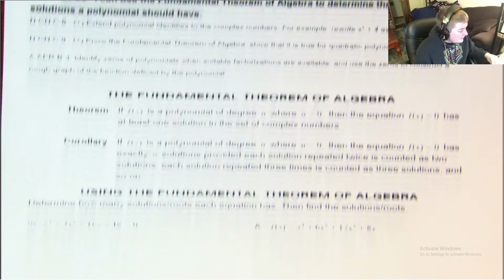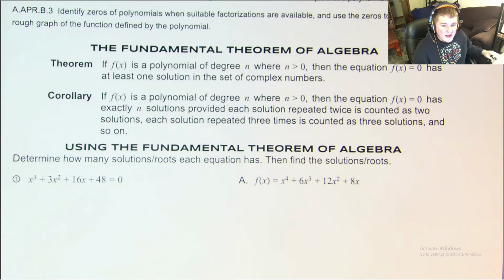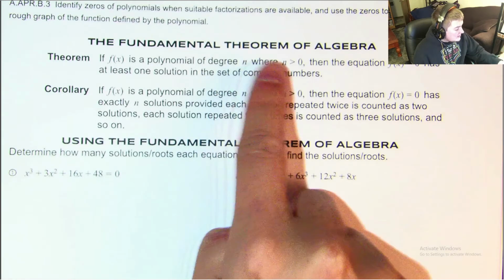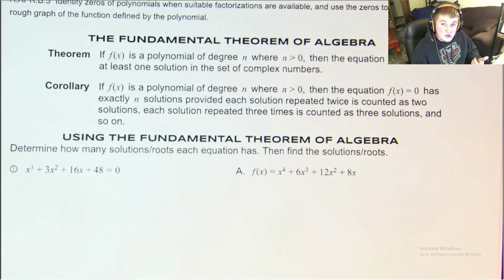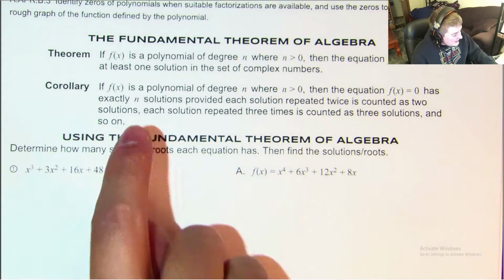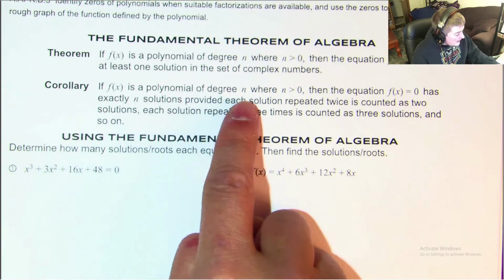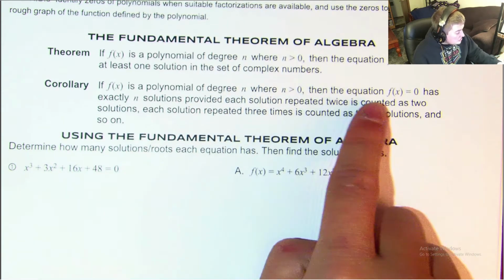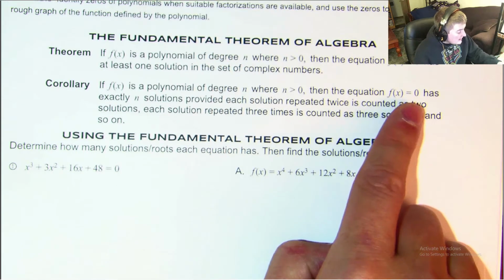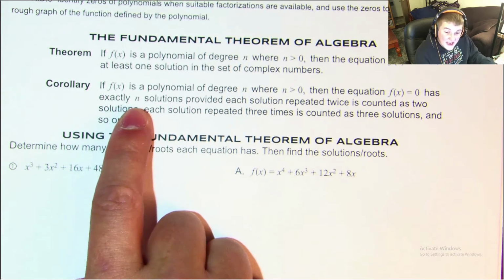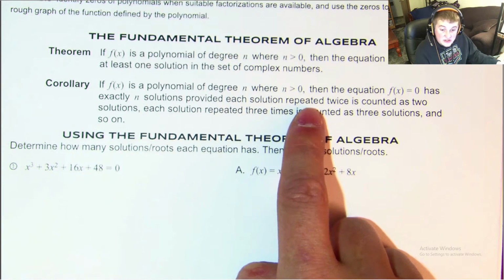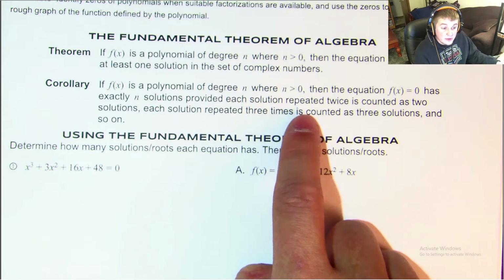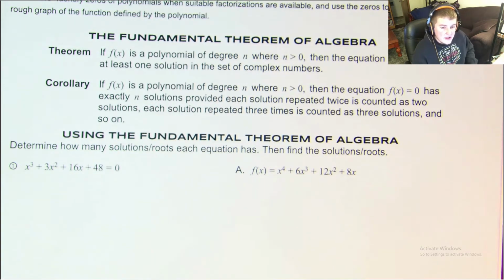Okay, the fundamental theorem of algebra essentially says that if I have a polynomial of degree n, and n is greater than 0, then the equation, when it's set equal to 0, has at least one solution in the set of complex numbers. A corollary to that is if f of x is a polynomial with degree n and n is greater than 0, then that equation, f of x set equal to 0, has exactly n solutions, provided that each solution repeated twice is counted as 2 solutions, and each solution repeated 3 times would count as 3 solutions, etc.